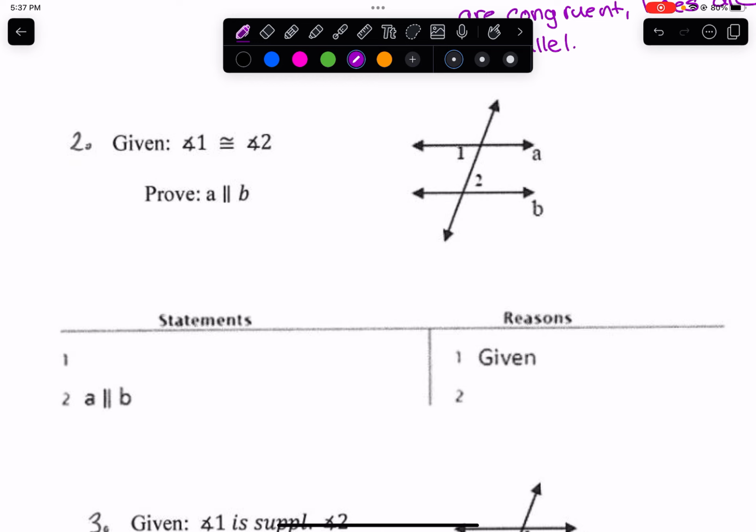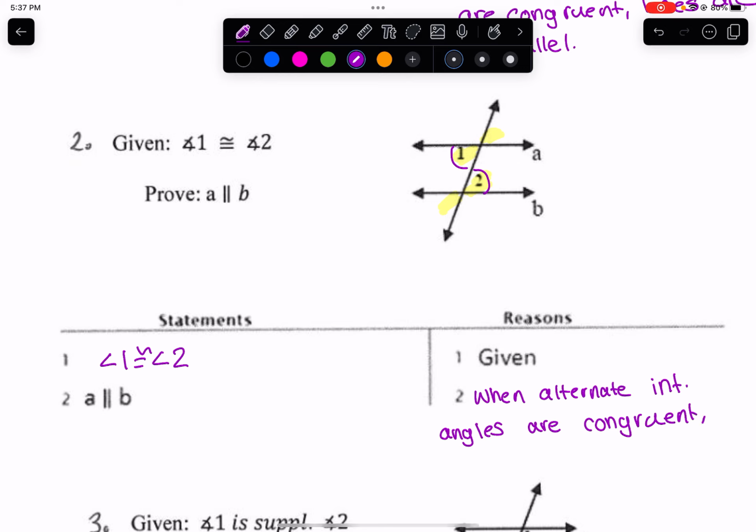So, again, given angle 1 is congruent to angle 2, so they're telling us that. Now, again, if you look through your highlighting, so that is true. So since that is true, I'm going to say, because these are alternate interior angles, so when alternate interior angles are congruent, we know that the lines must be parallel. Again, if we can show that the highlighting pattern is true, we know that the lines have to be parallel.